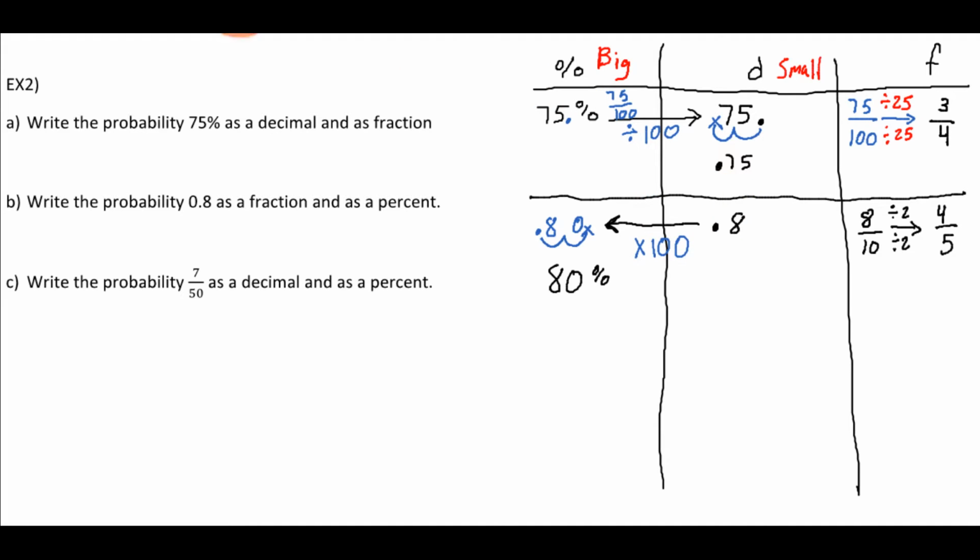Let's go ahead and work on our last problem here. This time we have the probability of 7 over 50. We want to write it as a decimal and a percent. So now I have my fraction, 7 over, let's fix that.